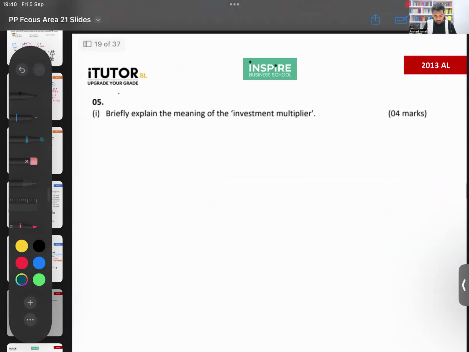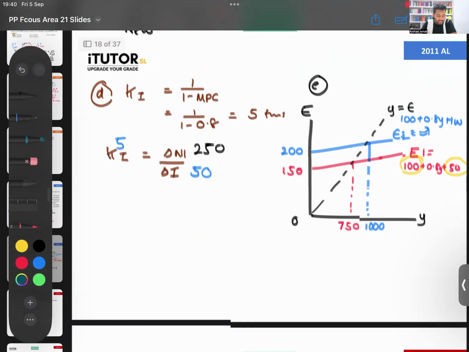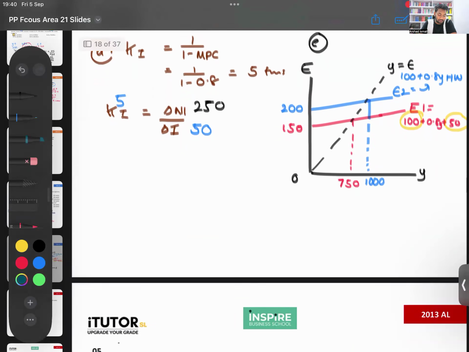2013, question 5 part 1. Now this is a theory question. They're asking you, explain the meaning of the investment multiplier. So now, Lama, you have to learn how to write this for theory. I'll give you the key points. You can jot things down. So what is investment multiplier?